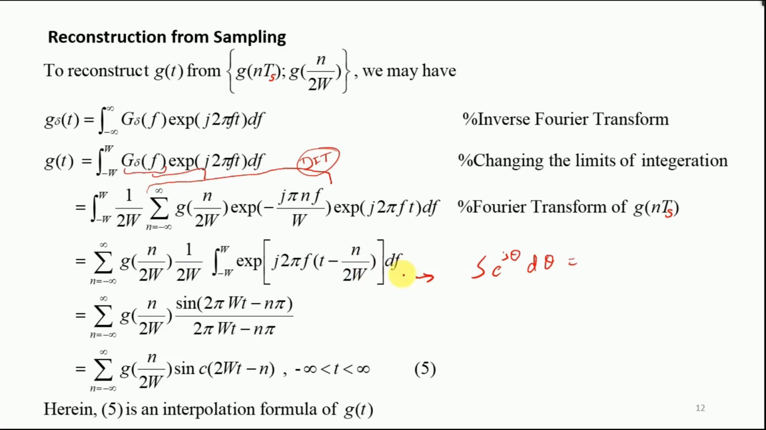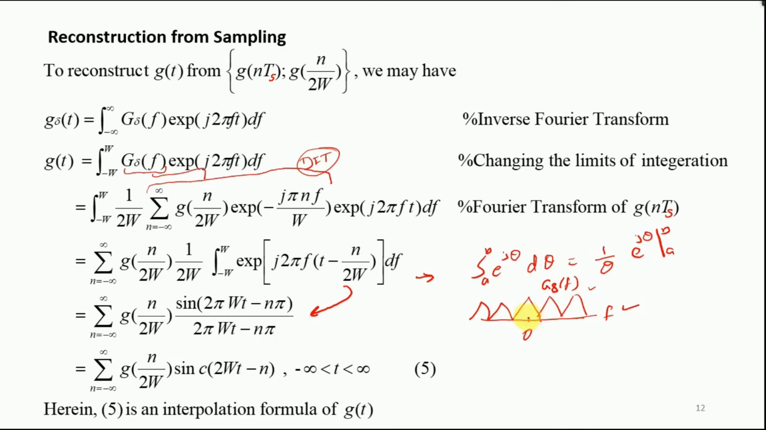So solving this integration is quite straightforward. That is, if you have e to the j theta d theta, you would have 1 over j e to the j theta with respect to the limits a, b, right? So you can achieve the fifth equality. Lastly, sine of an argument over an argument can be expressed in terms of a sinc function. So in short, from here we can recover back our g of t using all of these steps. Here this expression 5 is an interpolation formula for g of t. Now some further intuitions. Previously we have discussed that G delta of f has this spectrum.